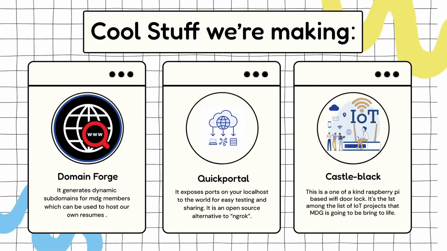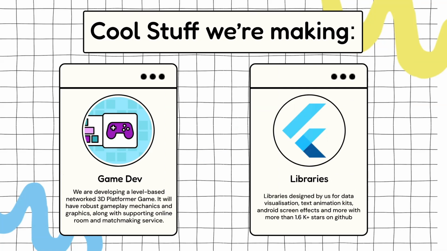Domain Forge creates dynamic subdomains for MDG members, which will also be used to host our own resumes. Quick Portal exposes ports on your localhost to the world for easy testing and sharing. Castle Black is a Raspberry Pi based Wi-Fi door lock because we were just too lazy to open the lab with the lock and a key. We have also created a 3D game with Unity and created multiple libraries that have received a lot of stars on GitHub for their usability globally.